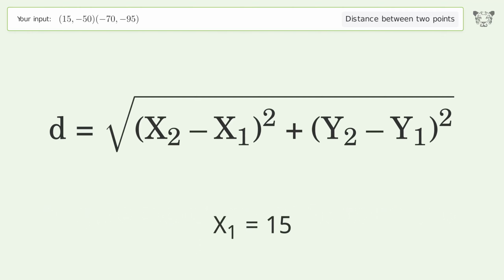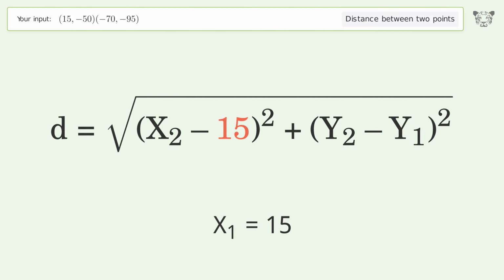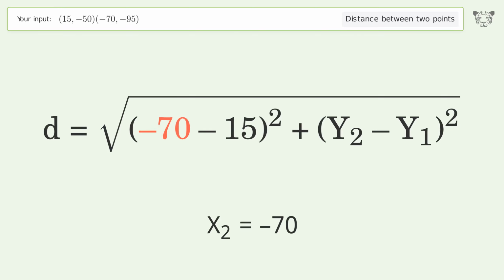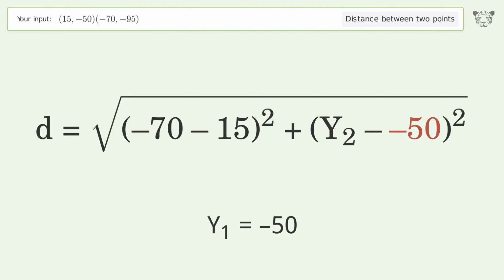x1 equals 15. x2 equals -70. y1 equals -50. y2 equals -95.